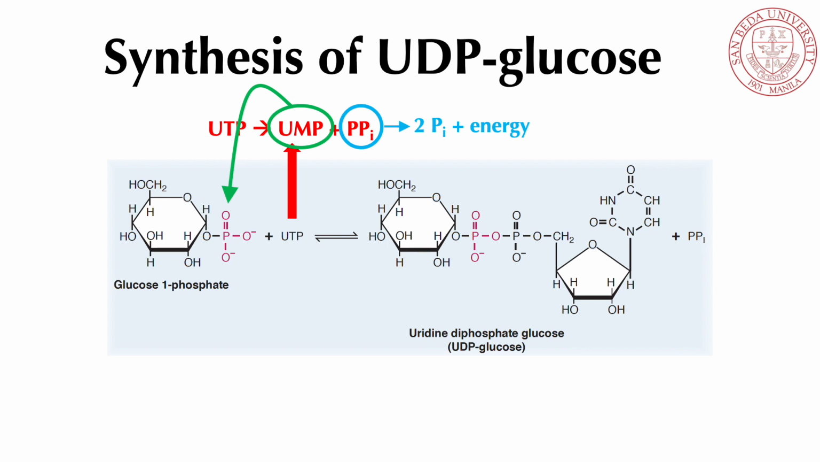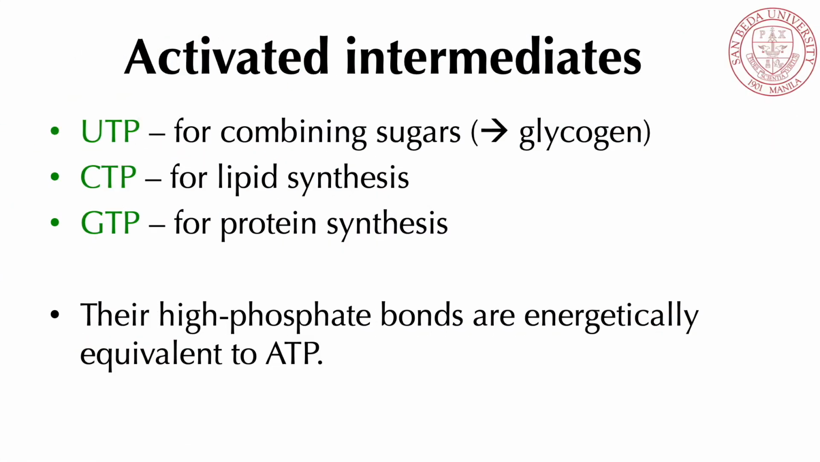Now, the enzyme responsible for UDP glucose synthesis is UTP glucose 1-phosphate uridylyl transferase, sometimes called UDP glucose pyrophosphorylase. Other nucleoside triphosphate molecules involved in synthetic pathways are CTP, for lipid synthesis, and GTP for protein synthesis. The high-energy bonds of UTP, CTP, and GTP are all energetically equivalent to ATP.